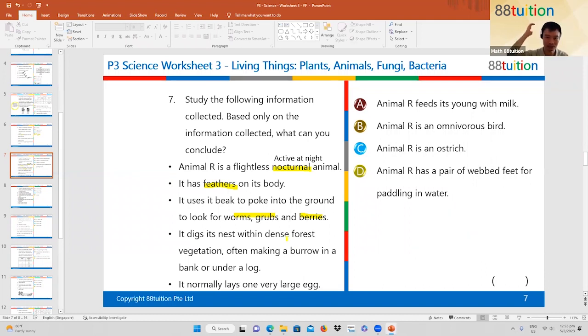So this one is, none of the statements here talks about this. Okay, it normally lays one large egg, but does that mean that it's an ostrich for real? We also don't know. That's why we can only say for sure it's omnivorous because it feeds on both worms and berries, plants and animals. Okay.